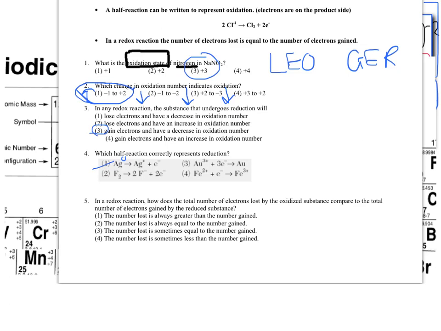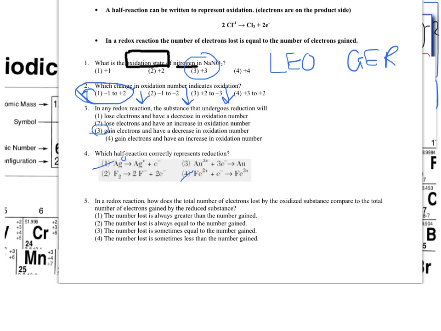Choice 3, we go from 3 to 0. So again, that might be our answer because that number is going down. Choice 4, we're going from 2 to 3. That is definitely not a reduction. So choice 1 and 4 are eliminated. Now we have to ask, well, is the correct answer choice 2 or choice 3?